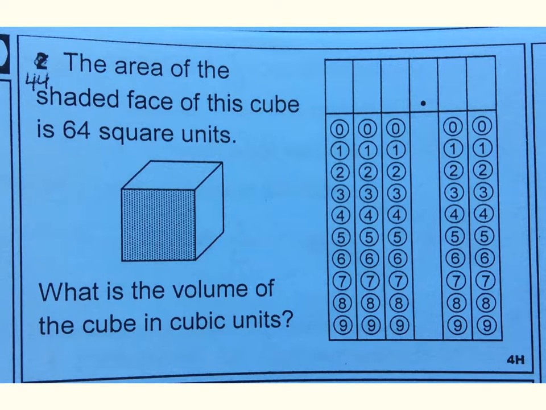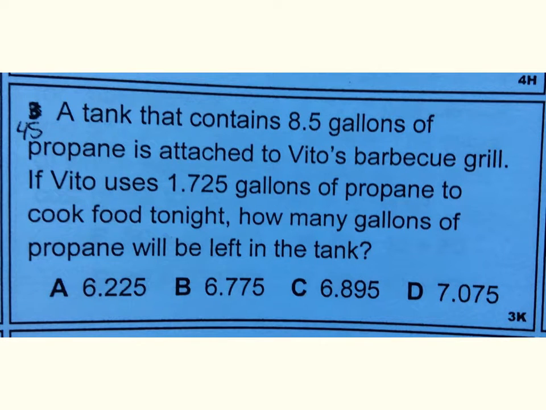Number 44. The area of the shaded face of this cube is 64 square units. What is the volume of the cube in cubic units? Number 45. A tank that contains 8.5 gallons of propane is attached to Vito's barbecue grill. If Vito uses 1.725 gallons of propane to cook food tonight, how many gallons of propane will be left in the tank?